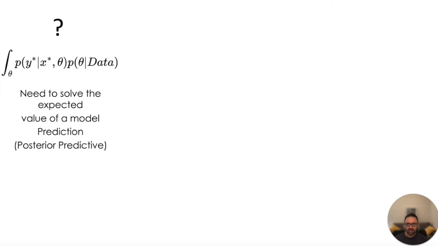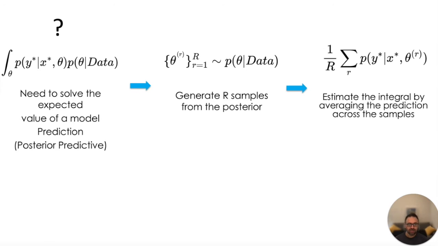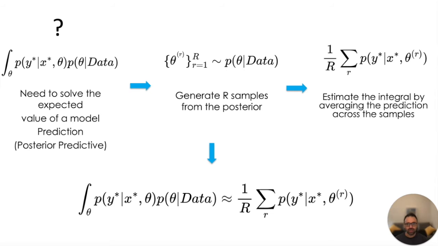So as a summary, again, what we want to calculate, for example, is the integral of a prediction times the posterior. Whenever we need to solve these kinds of problems, the first thing we must do is to see if we can take samples from that posterior distribution. Let's say we get R samples of theta in this case, and then we apply our prediction to each of the samples and just average them. With that, we end up estimating the whole integral with that average.